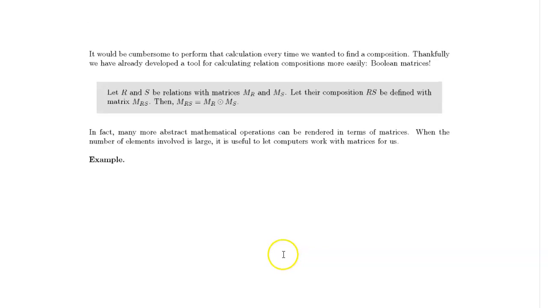It would be annoying if we had to draw that diagram every single time we wanted to find a composition. Thankfully, Boolean matrices are here to make this process simpler. Let R and S be relations whose matrices are MR and MS. Let their composition RS exist and have matrix M sub RS. Then the matrix for the composition is the product of the matrices for the individual relations. This is why multiplication is so hard.